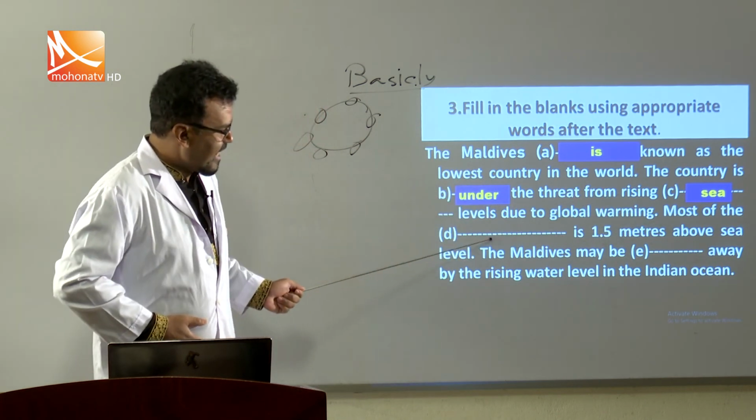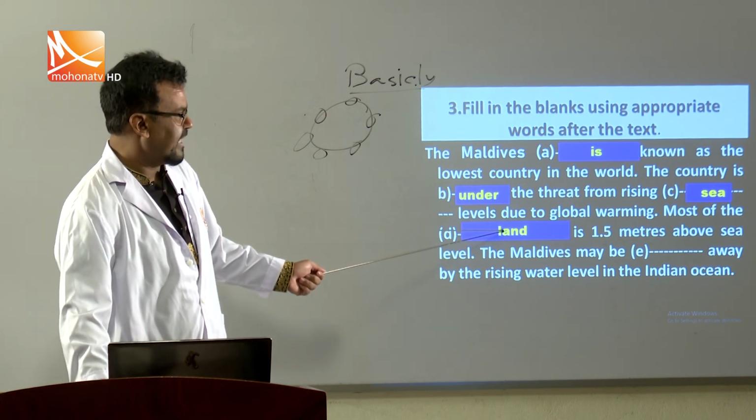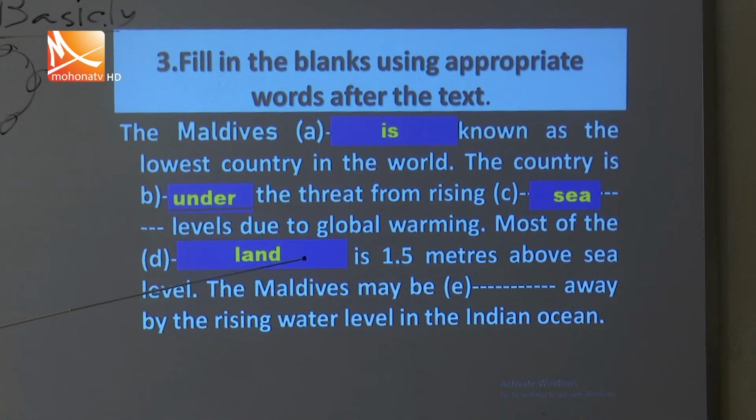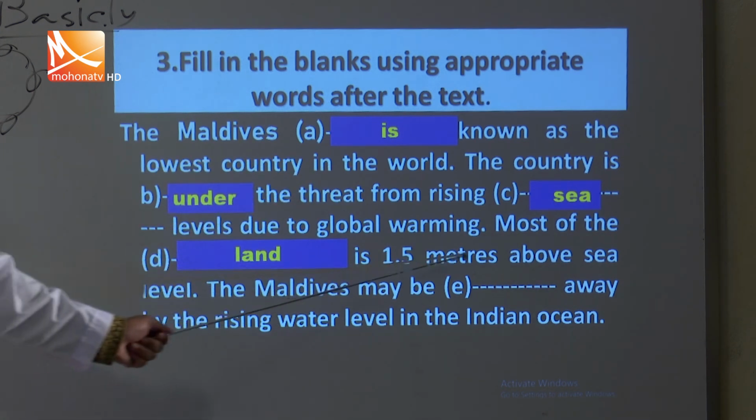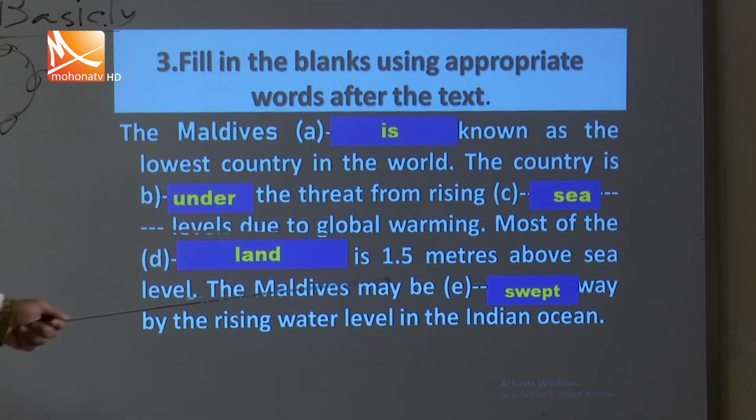Most of the land, or most of the country, most of the land. You will remember, you can also use synonyms. You can also use another word if it is correct or suitable. Okay, and last one, the Maldives may be swept away. It may go underwater.